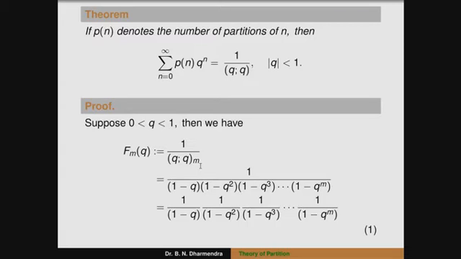Because we know the geometric series: 1 divided by 1 minus x can be written as 1 plus x plus x square plus x cube up to infinite terms, if mod x is less than 1. That is, the series running from 0 to infinity of x to the power of n is equal to 1 divided by 1 minus x. Instead of 1 divided by 1 minus x, here we have 1 divided by 1 minus q. So for each term we have to apply the geometric series here.